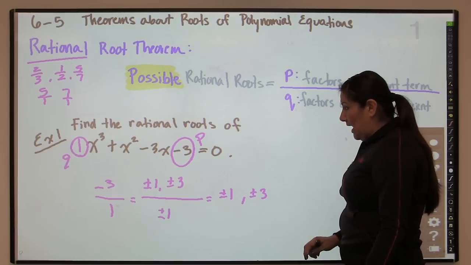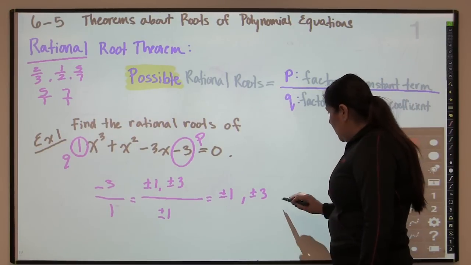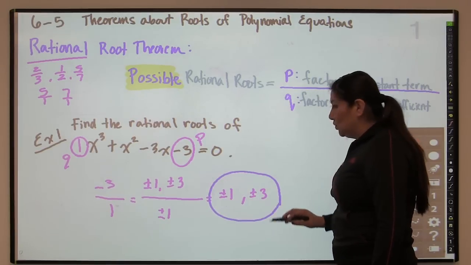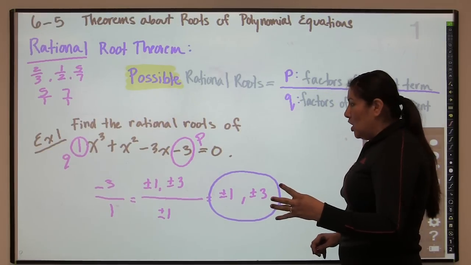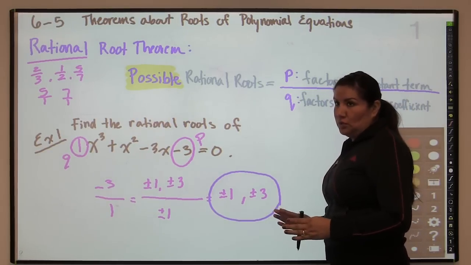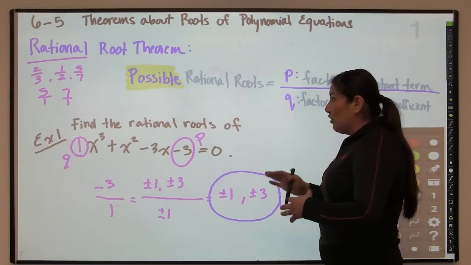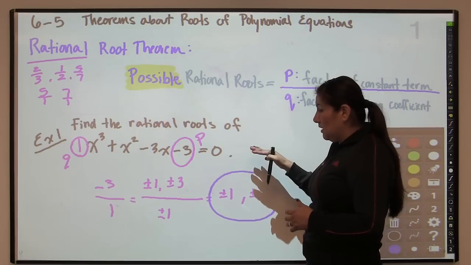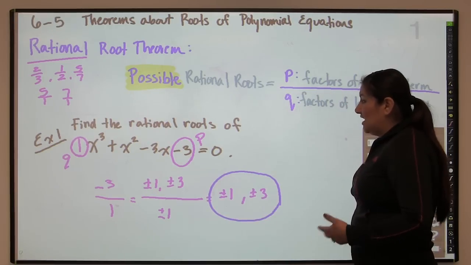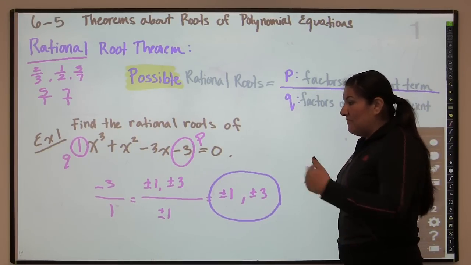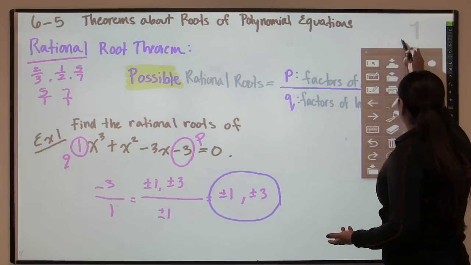But in this case, what this theorem is saying is that we have a possibility of 4 rational roots. +1, -1, +3, and -3 are possibilities for rational roots. But we're still not sure that they're actually going to be roots at all. It's just that if there is a rational root for this polynomial, then it has to be in this list. So the rational root theorem basically gives us a list of possibilities, and then we have to test them. And how do we test them? We test them with synthetic division.